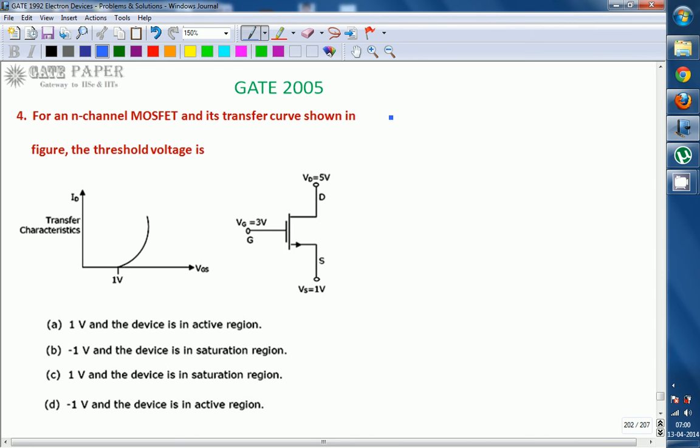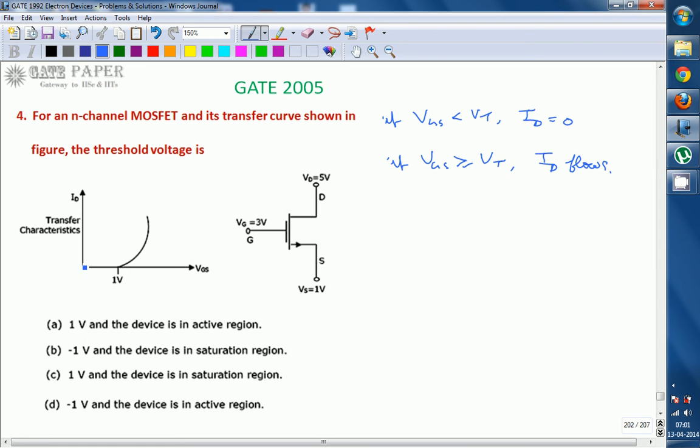So if VGS is less than VT, at that time ID is equal to 0. If VGS is greater than or equal to VT, ID flows. Remember that; that is the definition of threshold voltage. It is the minimum amount of input voltage, that is gate to source voltage, at which a channel is formed such that drain current flows whenever VDS is applied.